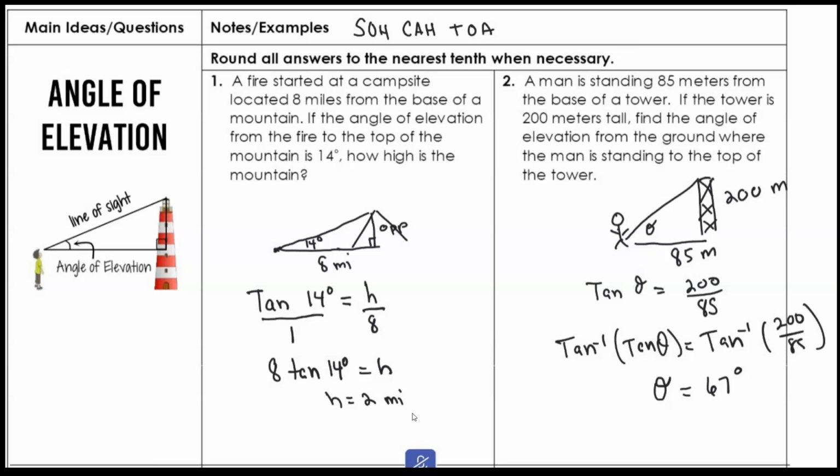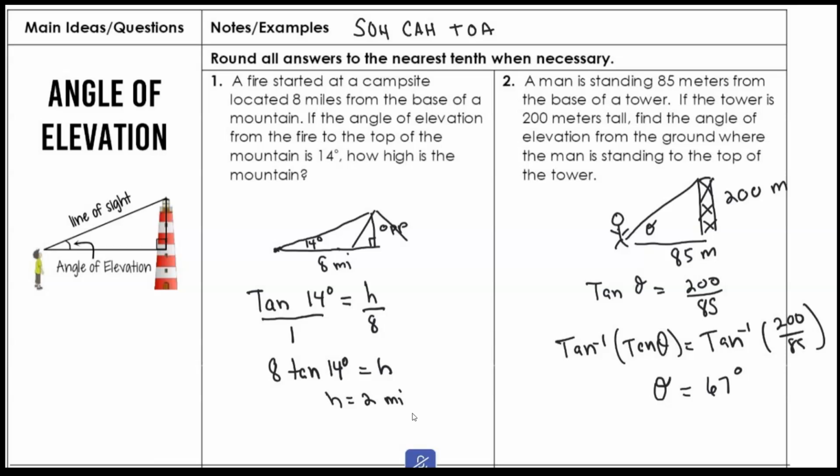So we know that we have a fire that's right here, and it says we're located 8 miles from the base of a mountain. We will say that this is the mountain, and we're 8 miles away. We know that the angle of elevation, that's a line of sight, is 14 degrees. And it's asking how high is the mountain. So you notice we form a right triangle.